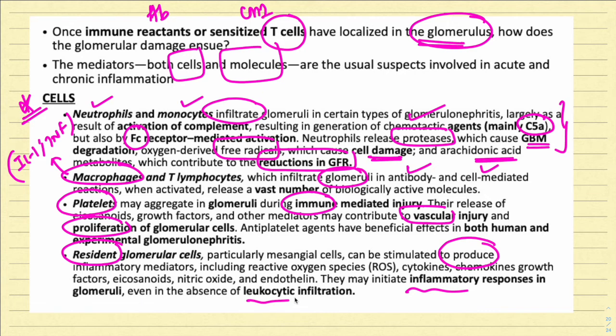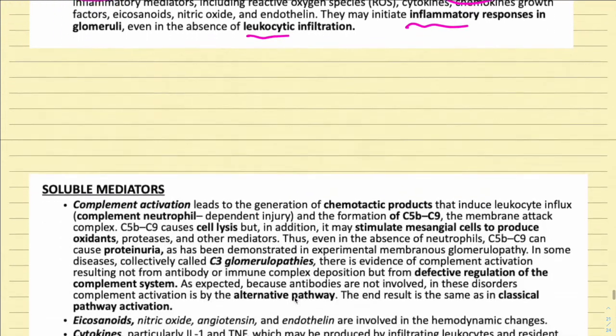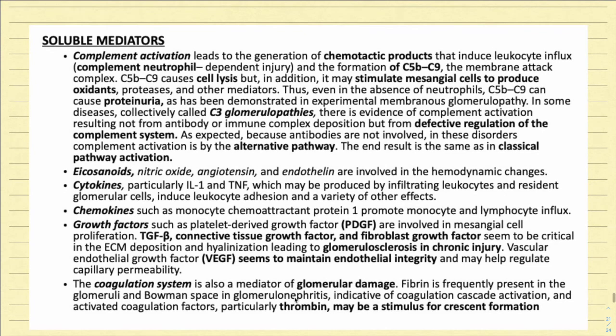So you have to just write what are the cells involved: the neutrophils, the macrophages and the T lymphocytes, the role of platelets and the resident glomerular cells, especially the mesangial cells. So these were the cells which were involved.